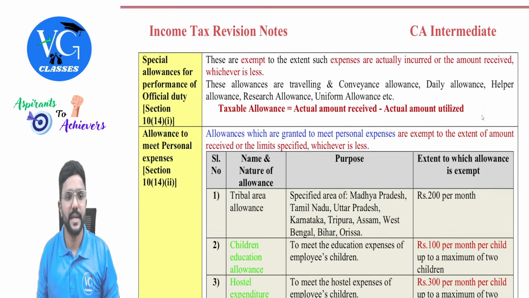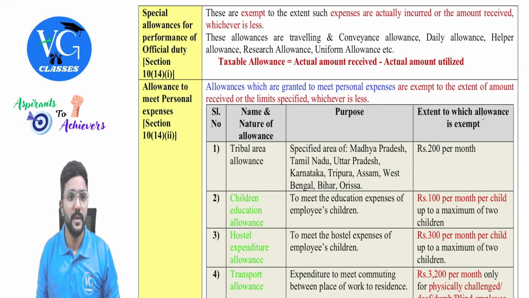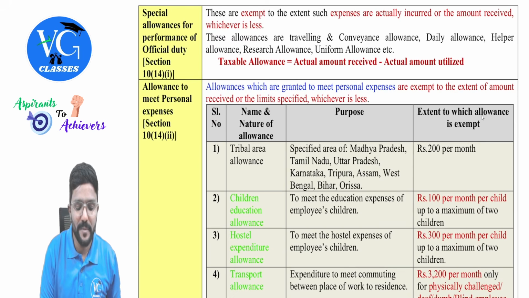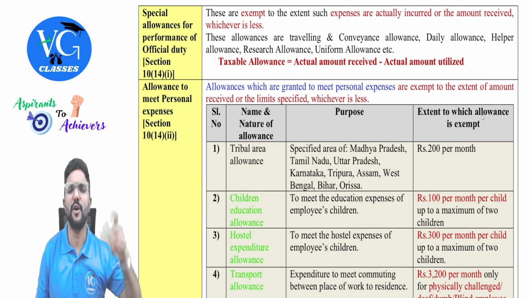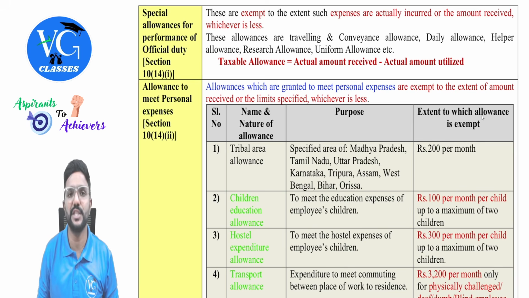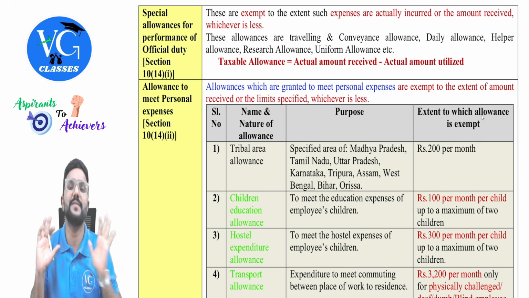Okay, sir. Next, 10(14)(i). Special allowances for performance of official duty. This is the allowance which is given by the employer to the employee to meet official expenses, that is office related expenses. Sir, how much is exempt? Actual amount received or the actual amount spent, whichever is lower, guys.